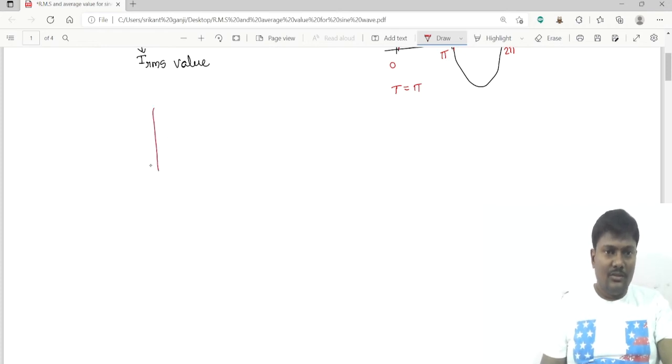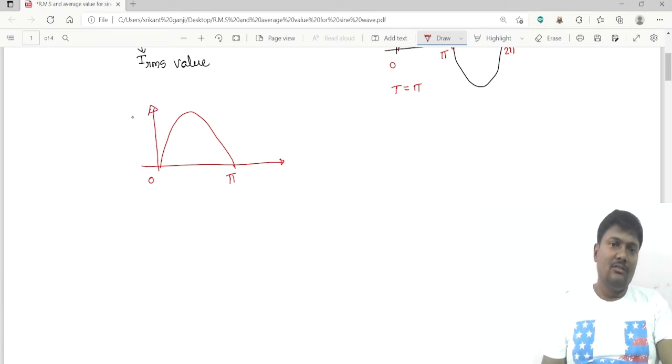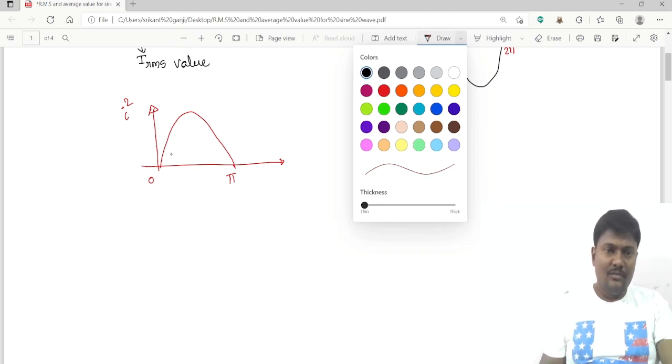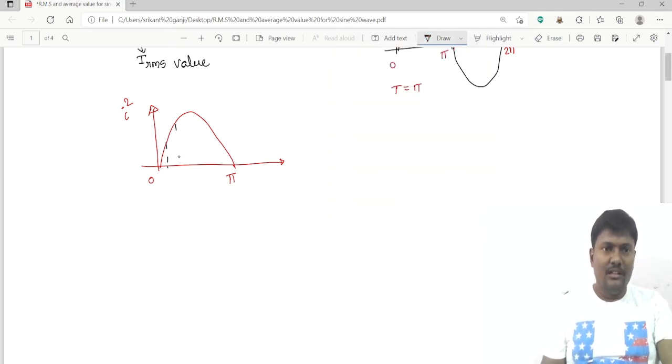So now I am taking only the positive half cycle. Why? Because the negative half cycle is converted into positive half cycle, and now the time period is changed for i square. This waveform is divided into n equal intervals of time. Suppose the total time period is T, and this will be divided as T by n, T by n, T by n, and so on.